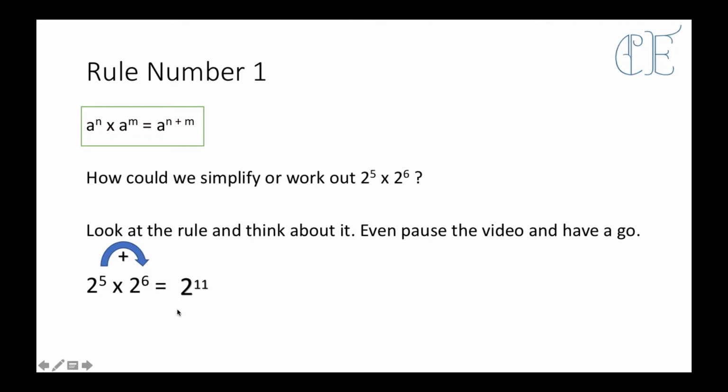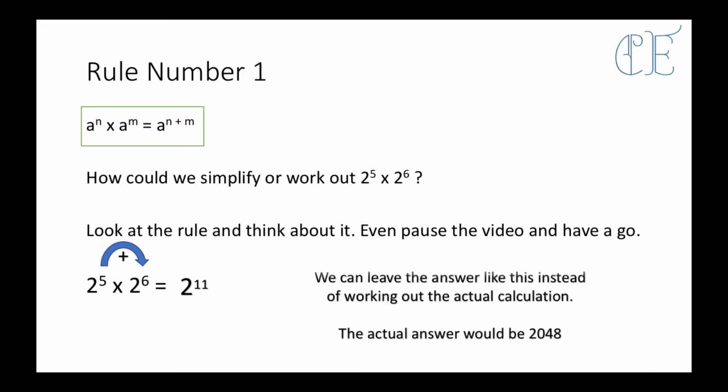If it actually wanted you to work out the answer to it, then you would actually have to do 2 times 2 times 2 times 2 times 2, blah, blah, blah, 11 times. You probably won't get asked to do that unless it is a calculator paper. Okay, and there will be a video on using calculators to do this kind of thing. Okay, so the actual answer would be 2048, but like I said, leave it in the simplified version. That's mainly what they're going to want you to do.